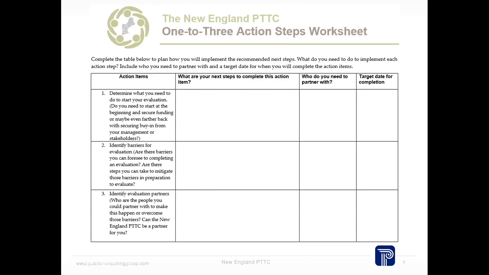So we asked folks to think about what they would need to do, where the first step would be. Where do they need to start at the beginning and secure funding, or maybe farther back and try to secure buy-in from stakeholders. We asked the group to think about barriers that they could foresee and maybe some possible solutions to that. And then third, we asked people to identify people or groups that they may want to partner with for an evaluation. So there were just 3 high-level questions just to get folks started.